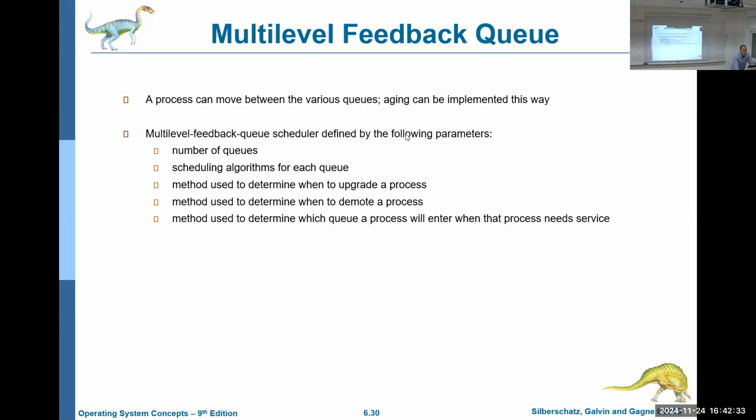Multi-level feedback queues are scheduled and defined by the following parameters. So we have all these parameters. How many queues? What is the algorithm for each queue? When to upgrade a process from one queue to the next? When to downgrade a process? Method used to determine which queue a process will enter when that process needs service. Which queue should it start with?